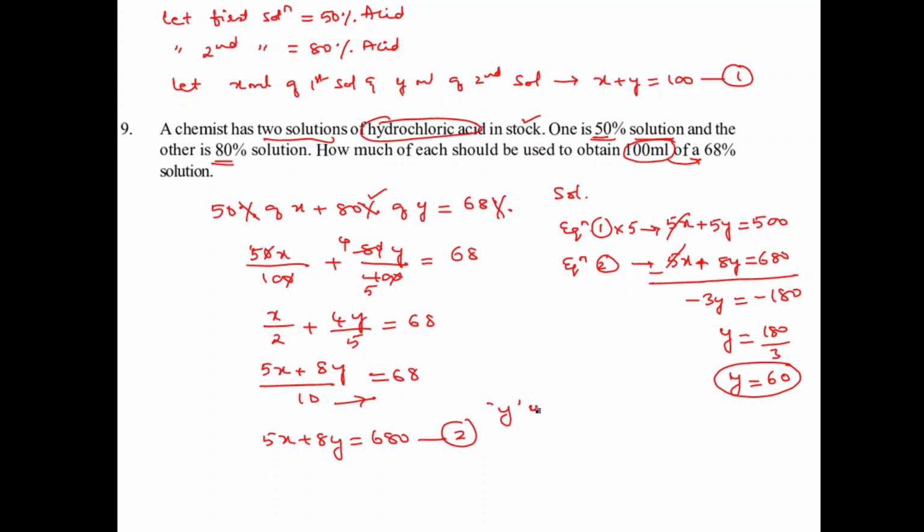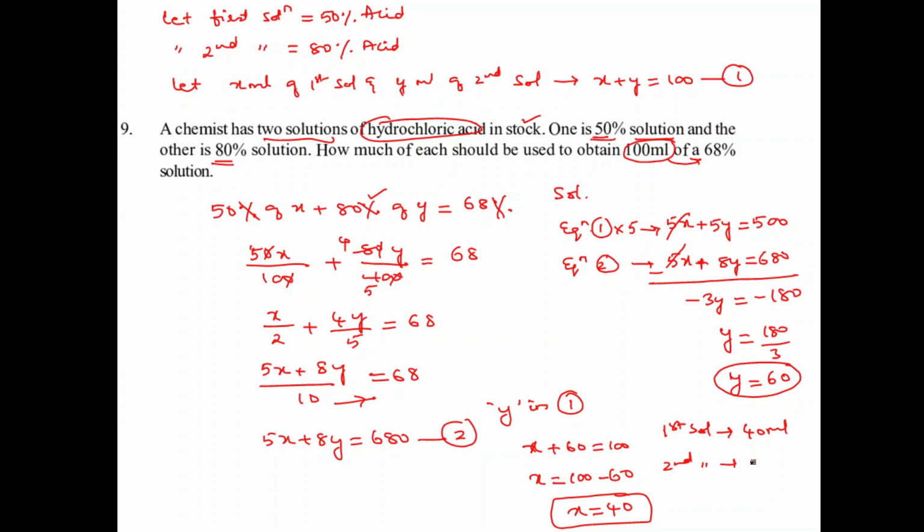So substituting y in equation number 1, what do we get? We'll get x plus 60 is equal to 100. So now x is equal to what? 100 minus 60. So x is equal to 40 is your required answer. Hope this is clear to everyone, right? So x is equal to 40 only. So the first solution is 40 ml only. Next, in the second solution we are getting how much? This is your 60 ml only. Hope this is clear.